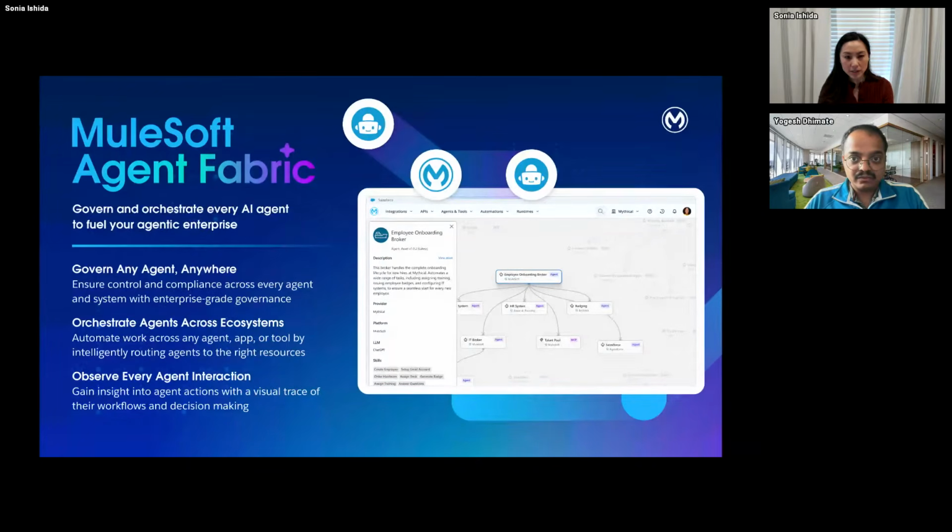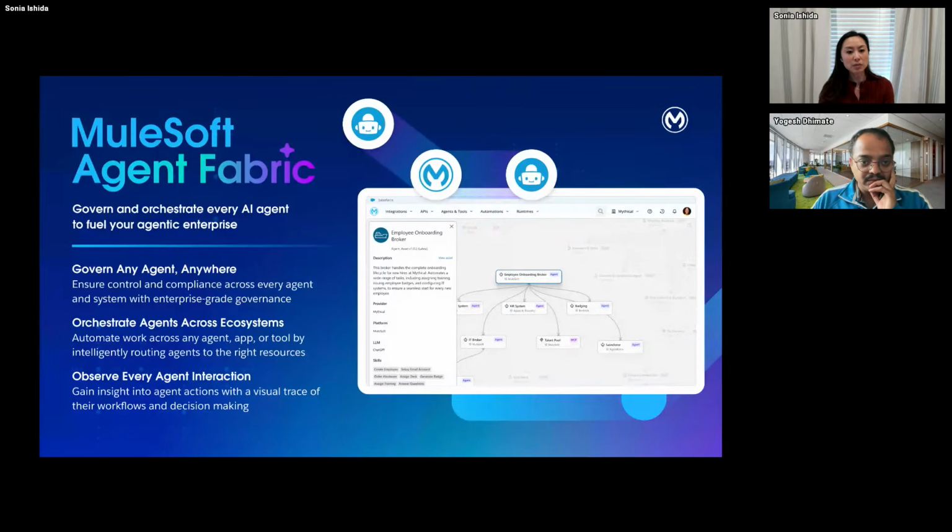brings all of your agents into a single place so that they can be easily discovered. It enables you to execute more complex processes that require multiple agents and tools with security and governance at the forefront. And it gives you a holistic view of all of your agent interactions, no matter where that agent was built or where it's hosted.